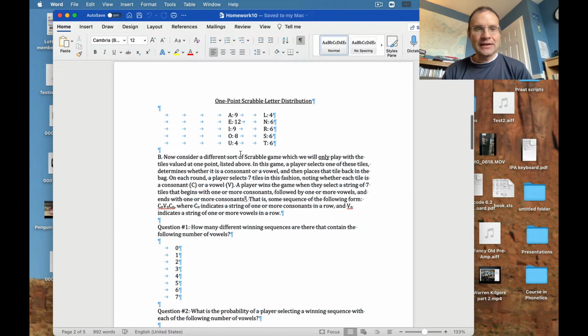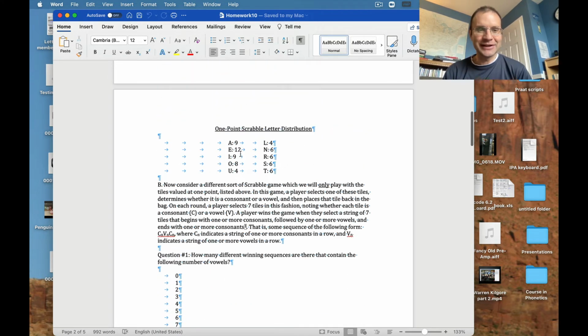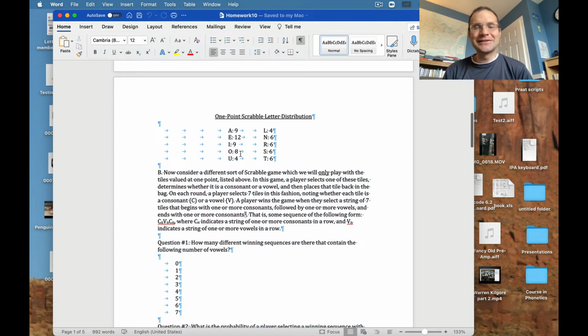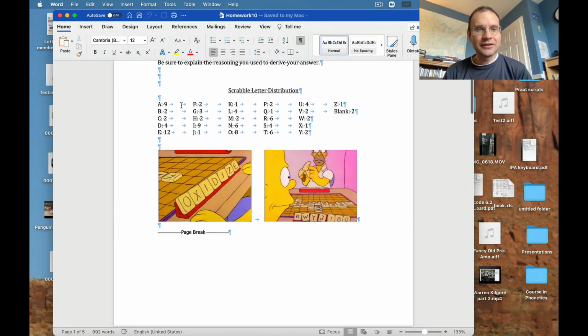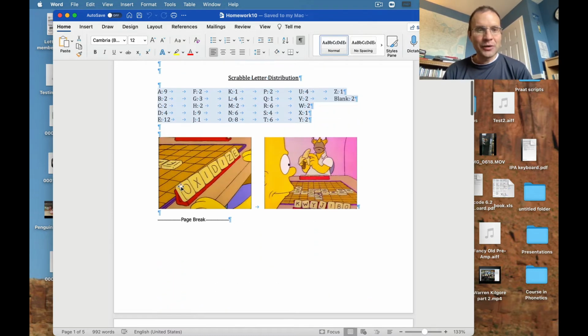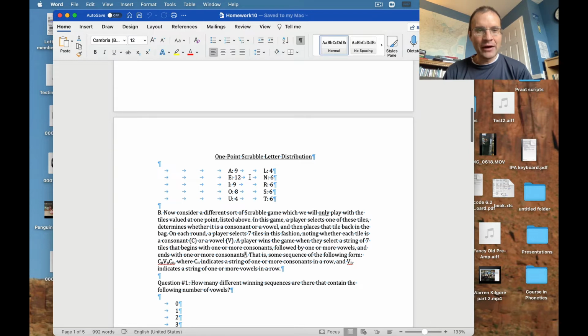The second Scrabble-related set of questions is we're going to reduce the overall set of tiles in the bag. Instead of all of these, we're going to only use the 5 vowels and these 5 coronal consonants, L, N, R, S, T. I've got those letter distributions there.